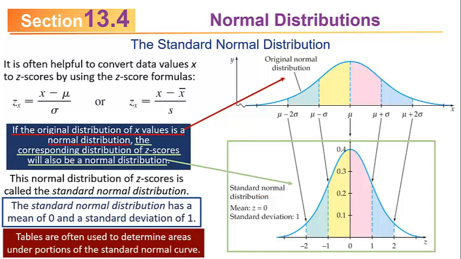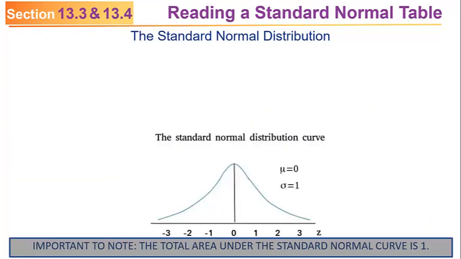One implication of being able to do that is we can take one table and table values of the standard normal so that we can look up all sorts of answers to probability questions involving normal distributions. And you're going to see that as we move forward. One of the most important things to note now about this standard normal curve is that the total area under it is 1, as it is with any normal distribution. The area is always equal to 1, which represents 100% of the data. And for standard normal, the standard deviation is 1. The mean is 0.